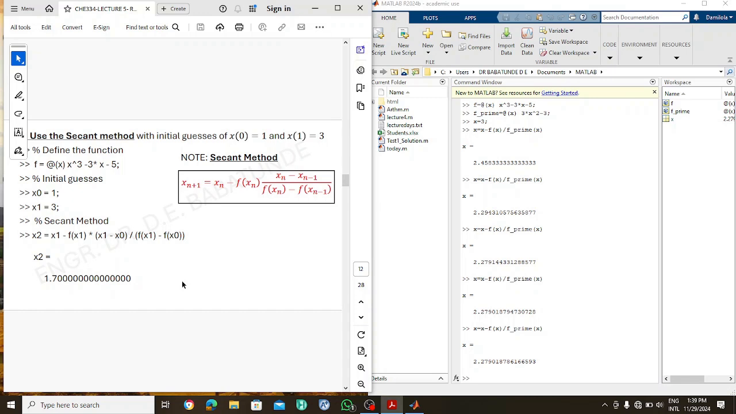Okay. Then here we only need the function. We don't need the derivative. So what we are looking at is, with the first guess of 1 and second guess of 3, how many iterations do we need to do using the second method? That's what we want to see. How many iterations do you need to do before you get to meet the tolerance limit? So let me clear what we have before.